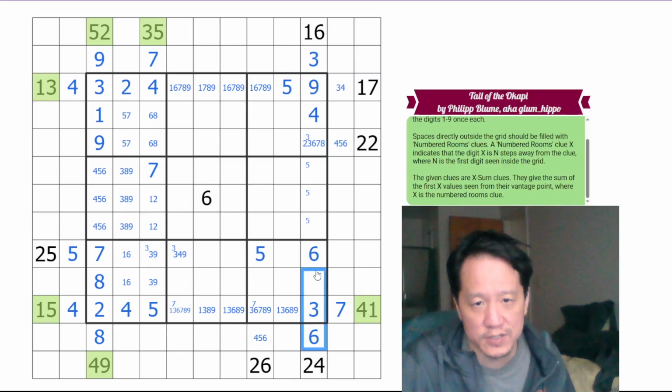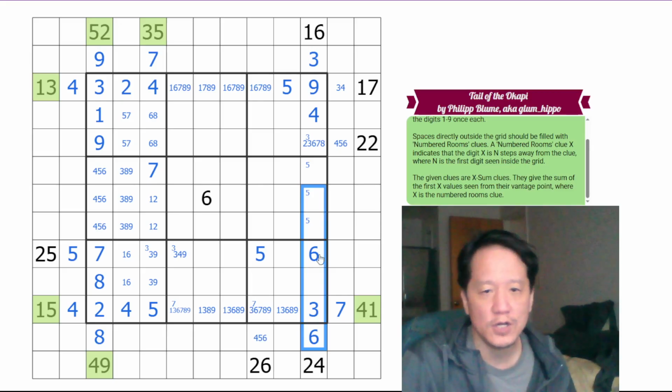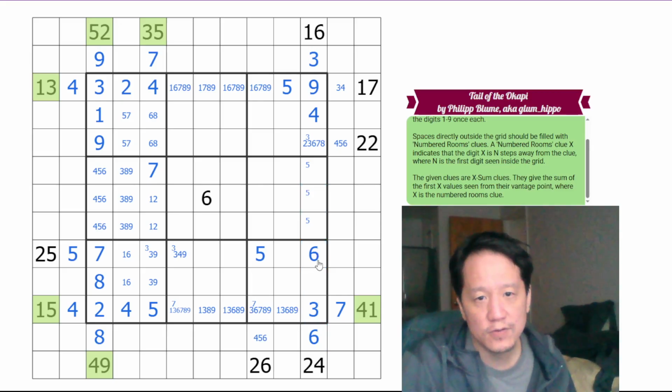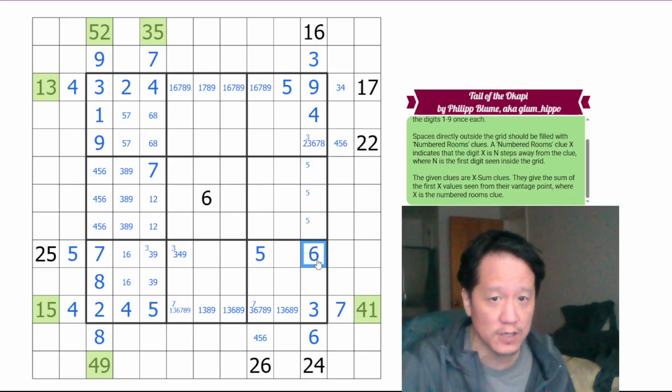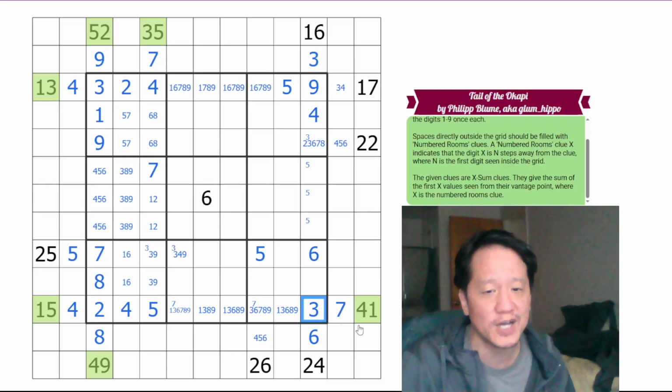Okay, so the first 6 digits must add up to 24. We currently have 6, 3, and 6. That's 15. So the remaining 3 digits must add up to 24 minus 15, which is 9. Well, we can't have 1, 2, 6 because we already have a 6 in the column. No 1, 3, 5 or 2, 3, 4 because of the 3 and the 4 in the column, so that does not work. So this has to be a 5 then.